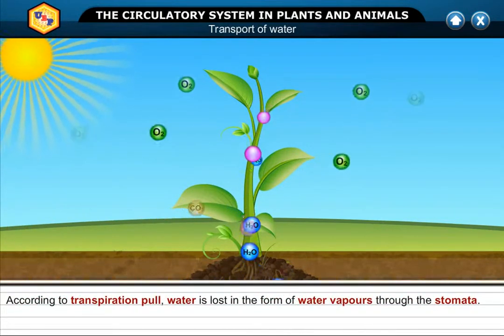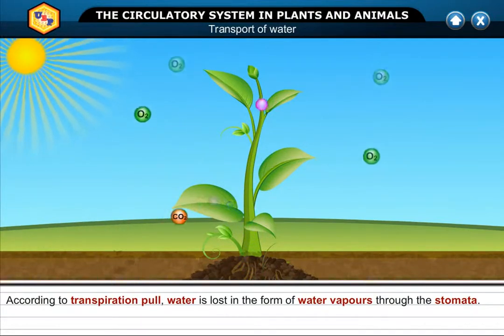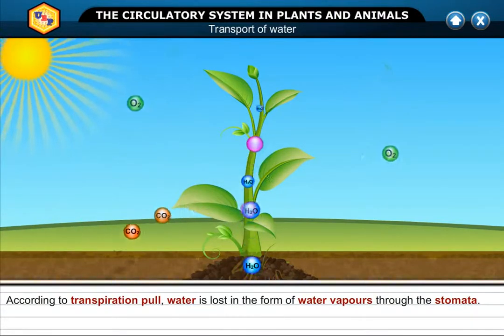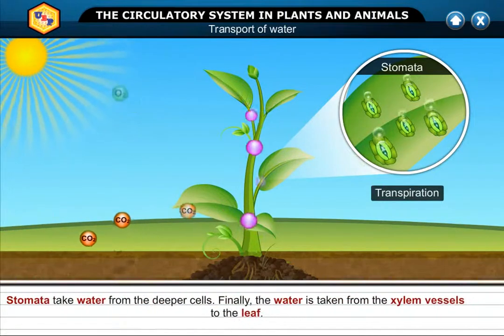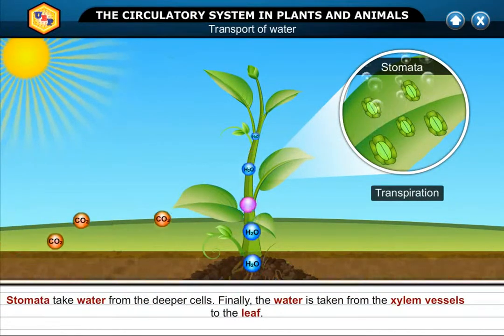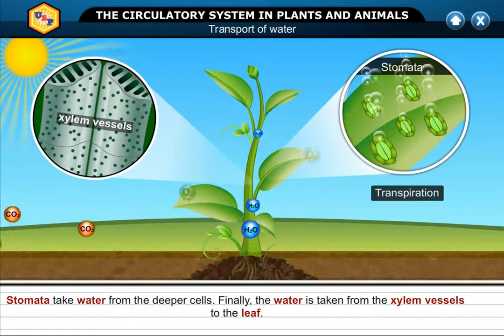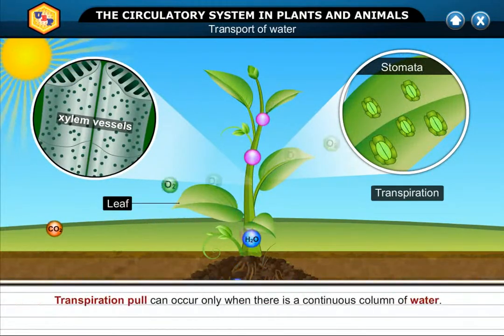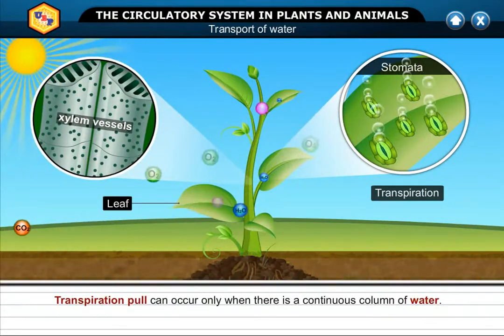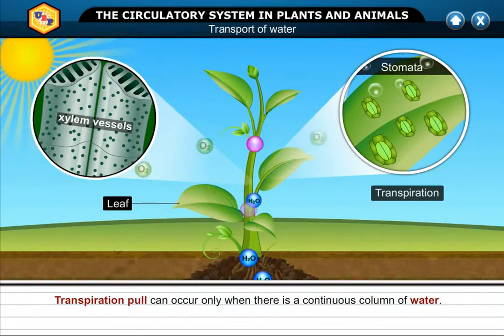According to transpiration pull, water is lost in the form of water vapors through the stomata. Stomata take water from the deeper cells. Finally, the water is taken from the xylem vessels to the leaf. Transpiration pull can occur only when there is a continuous column of water.